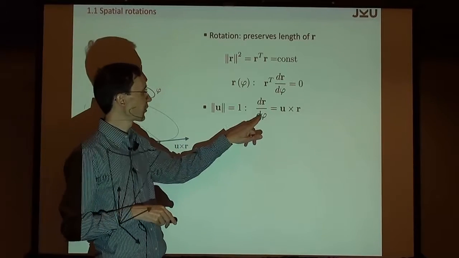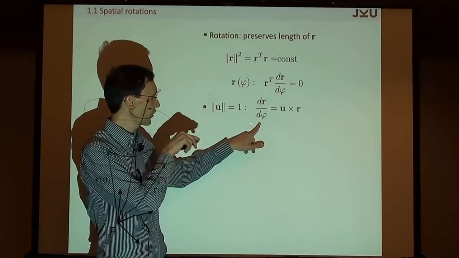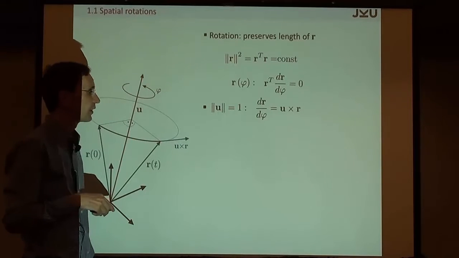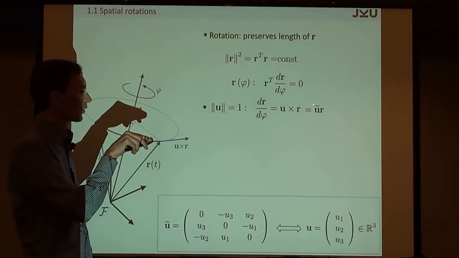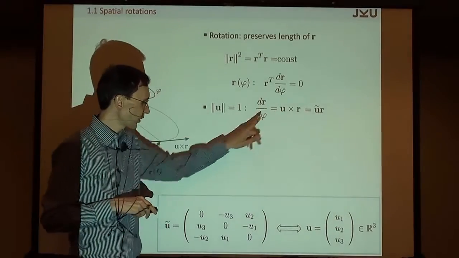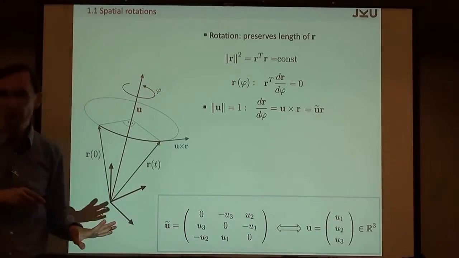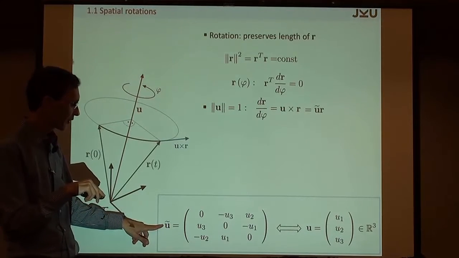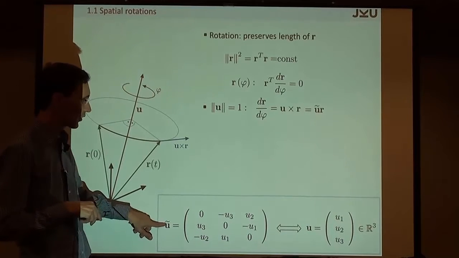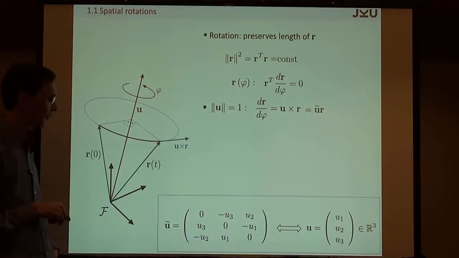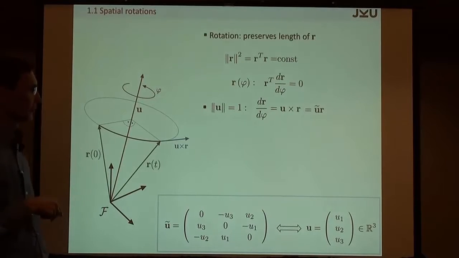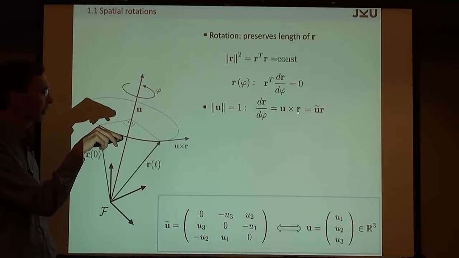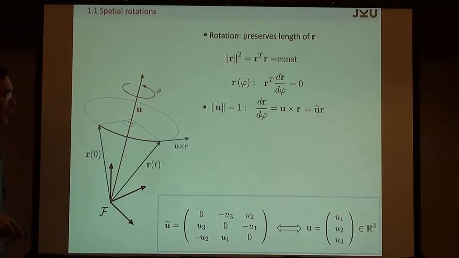So essentially, this is 1, then we get just this, and then of course I can say this is a differential equation in r. Remember that we can express this cross product in terms of a skew-symmetric matrix. I hope this is somehow known. Normally we put a tilde on top of the u in order to say this is the skew-symmetric matrix associated to the vector u. So essentially I have the differential equation dr/dphi equal to the skew-symmetric matrix of u times r.